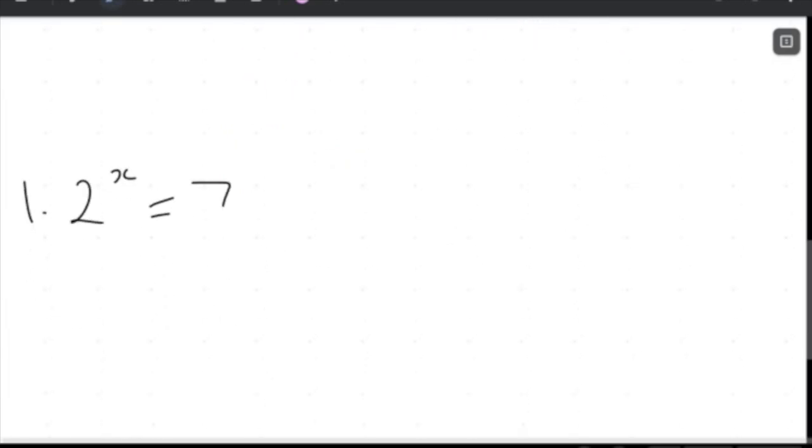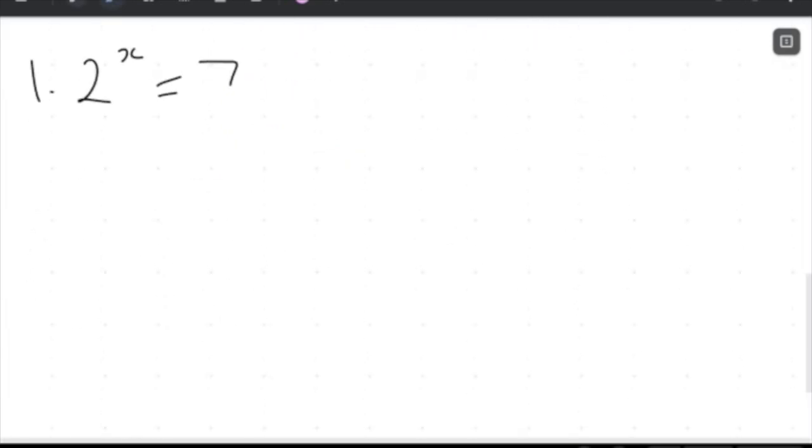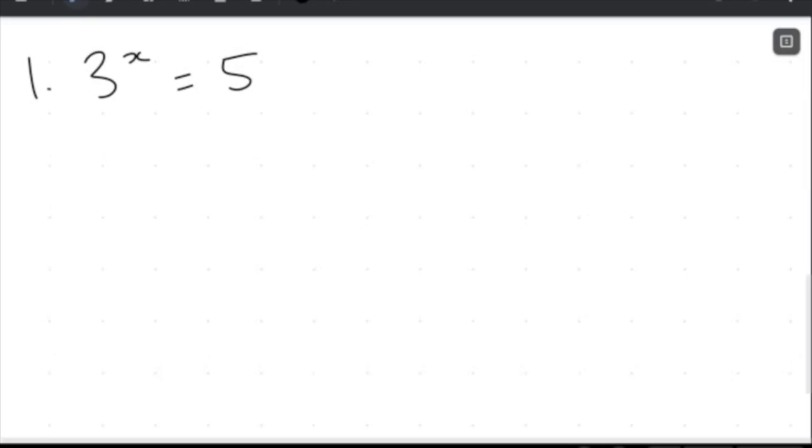Now we're going to do that with this particular example here, as well as another one later. Actually, let's change these numbers up. What we're going to do here is take the log to the base 10 of both sides.